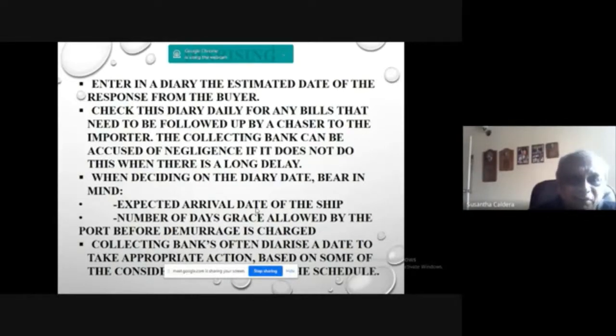Right? When deciding on the diary date, bear in mind the expected arrival of the ship and the number of days grace allowed by the port before demurrage is charged. Very important. Now the goods have been shipped. The goods are coming from the US to reach Colombo. It will take about 21 days, and another 5 days before the demurrage is charged, right? 21, 26 days, at least 25 days.